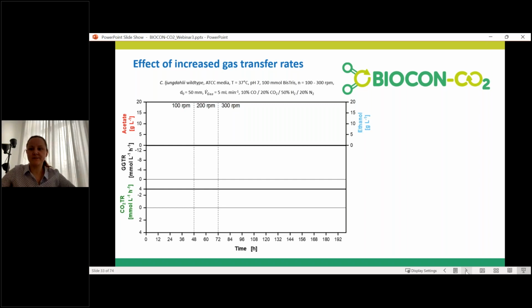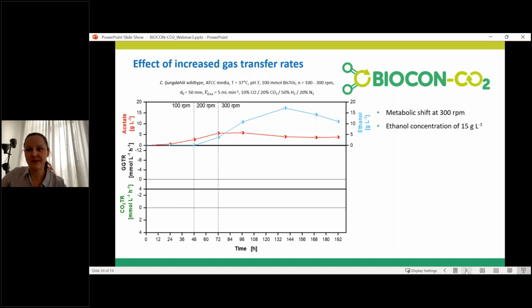So here we now see the results of our case study. The organism we were using is Clostridium ljungdahlii, which is an organism which can consume syngas as a source to produce acetate and ethanol, while ethanol in the BIOCON-CO2 project, of course, is our target product. So on the left side, on the top graph, we see the product concentration. In the middle, we see the gross gas transfer rate, and at the bottom, the CO2 TR. And I will now go with you through these results. Next slide, please.